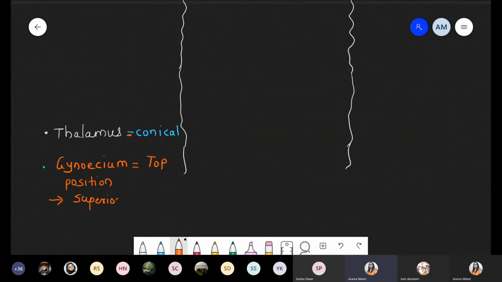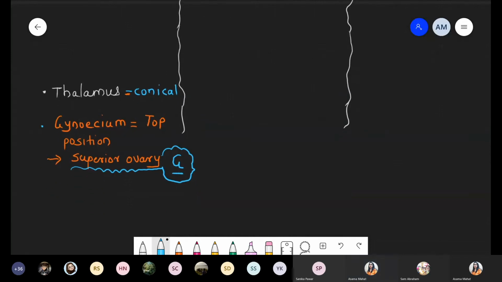हम diagram में देखेंगे what is the meaning of superior ovary. Superior ovary is represented by a symbol, capital G with a bar below the G. So if such a symbol is there, it represents the ovary, the superior ovary. Okay, capital G and below bar represents the superior ovary. So I'm repeating this part.